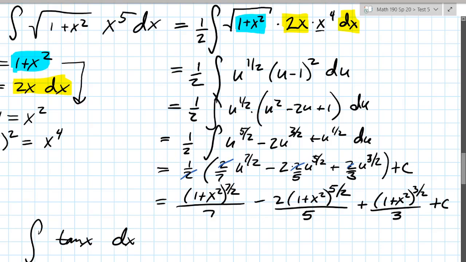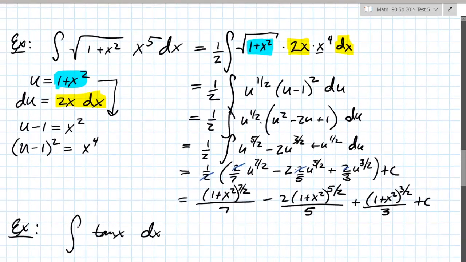So that's the end of that one. That's a nice trick. Even when u substitution doesn't give you exactly what you'd like, you can perhaps FOIL things out and get it to work out.